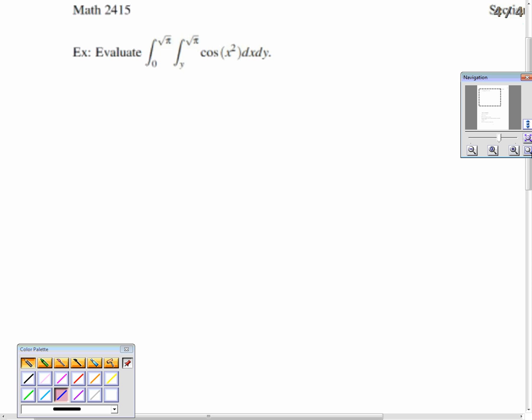Okay, can you integrate this with respect to x? My favorite. Oh, yeah. Try it. U is x squared. So du is 2x dx. I don't have any x here. So can you integrate this with respect to x? No.